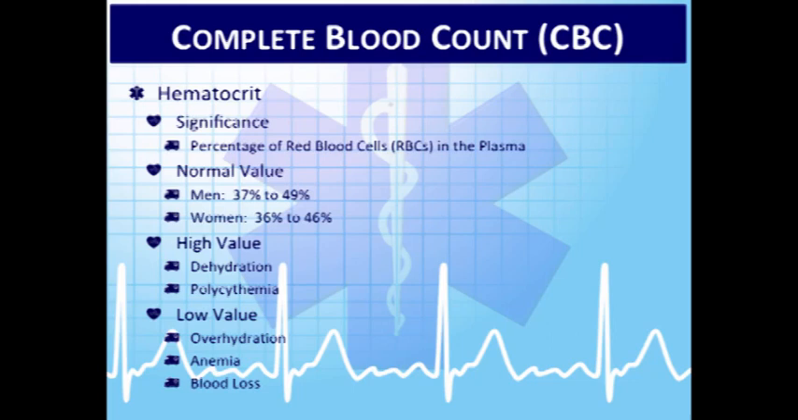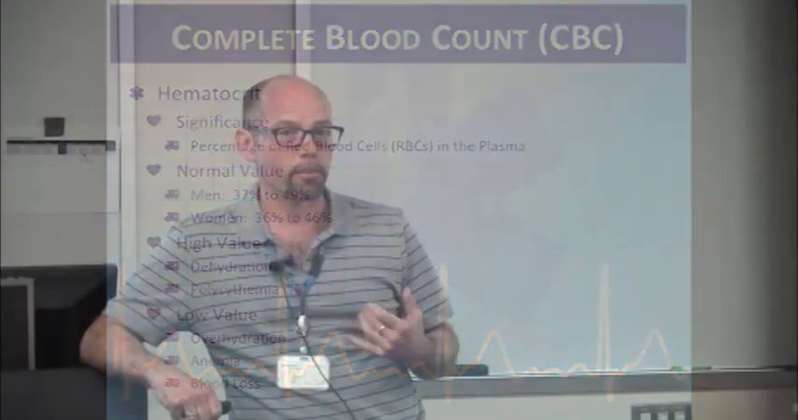High values are oftentimes seen in dehydration. So if a patient comes in with a 2-week history of vomiting and diarrhea, maybe they're an oncology patient, they're visibly dehydrated, I measure their hematocrit, and I'm going to find that they have a very elevated hematocrit. It's the opposite of what happened when I gave that patient 2 liters of fluid.